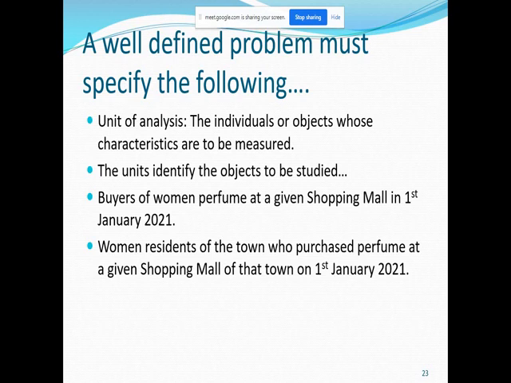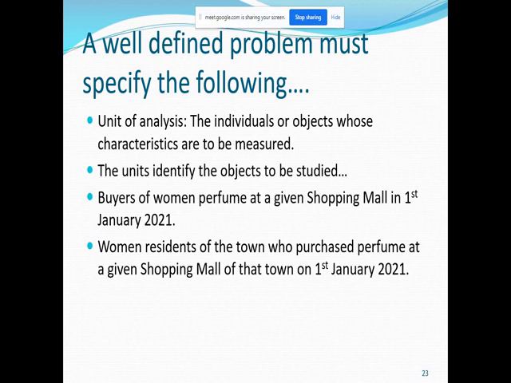Number two, women residents of the town who purchased perfume at a given shopping mall of the town on 1st January 2021. So here the unit is obviously the customers who purchased in the first line and the second line, both the lines. But are the individuals, the group, the same in both cases? Just look at the two lines and try to find out the difference.